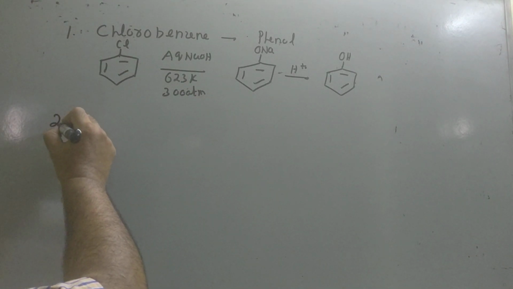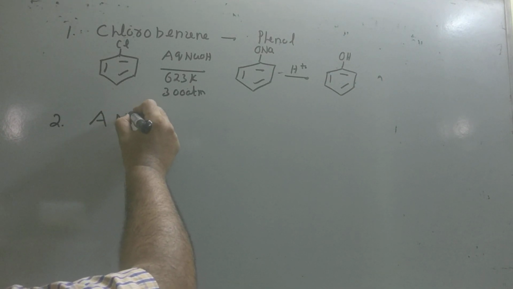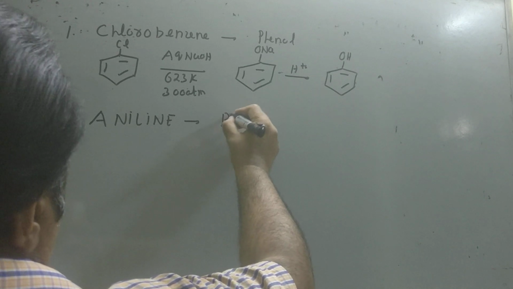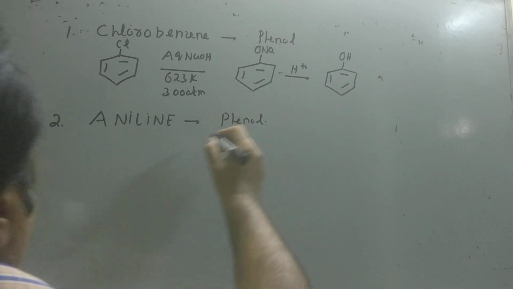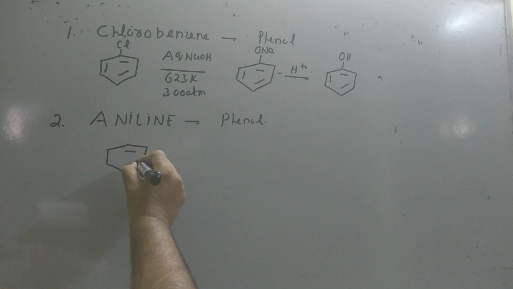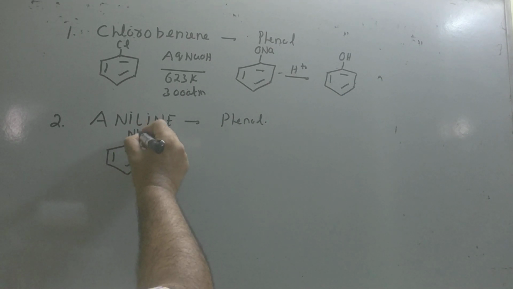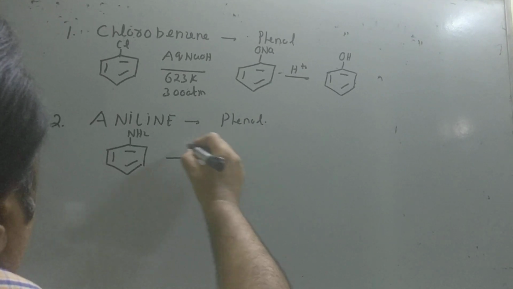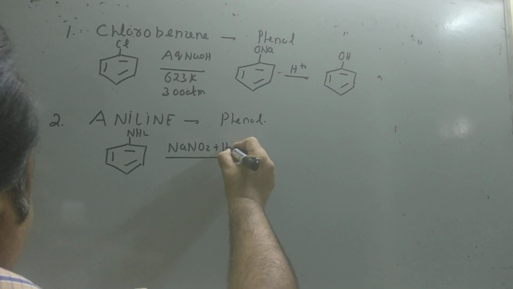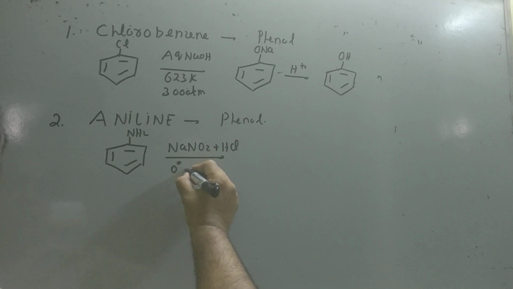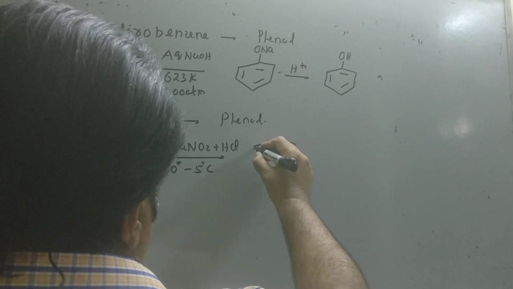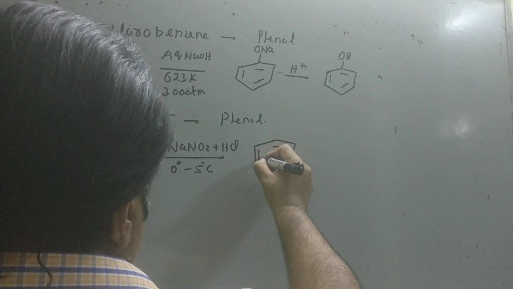The second one that was given was, again for revision purpose, aniline to phenol. This also we have done in the lab preparation of phenol. How do we convert aniline to phenol? First of all, we convert aniline, which is benzene with NH2, to a diazonium salt. You know what a diazonium salt is? How do we make it? By a reaction called the diazotization reaction: sodium nitrite and HCl at around 0 degrees Celsius. We get the formation of the diazonium salt.